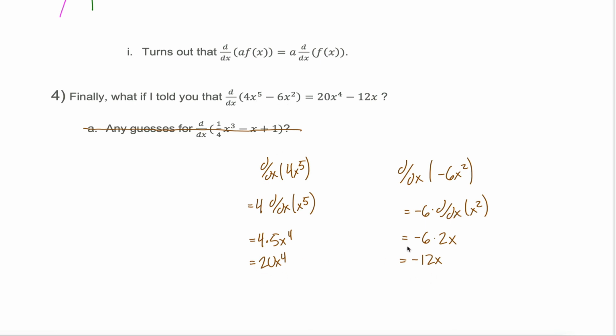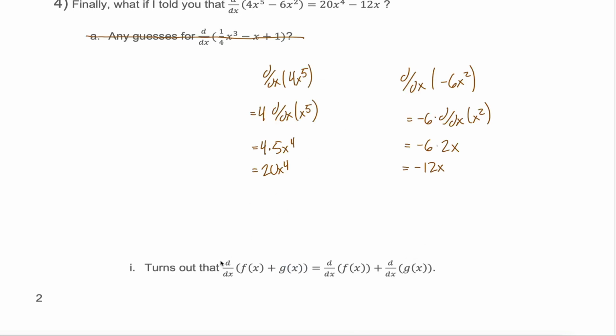And here I'd be like, actually, I don't know that you did. You knew the derivative of this part was 20x to the 4th, and you knew that the derivative of this part was negative 12x, but you did not know that when you were taking derivatives of sums and differences, you can just take the derivative of each part individually and then add them back up. Turns out you can, which is awesome, especially for polynomials.